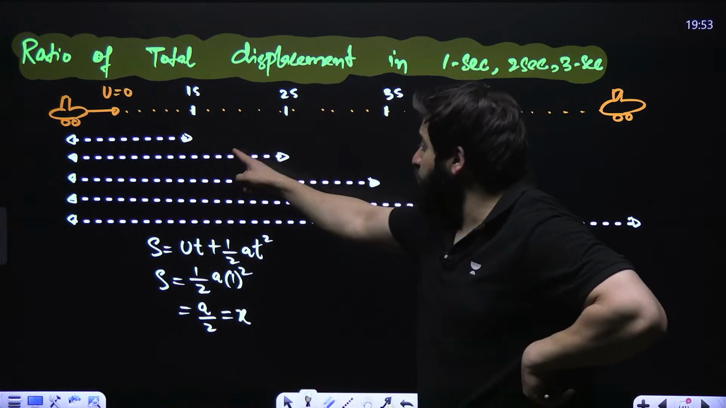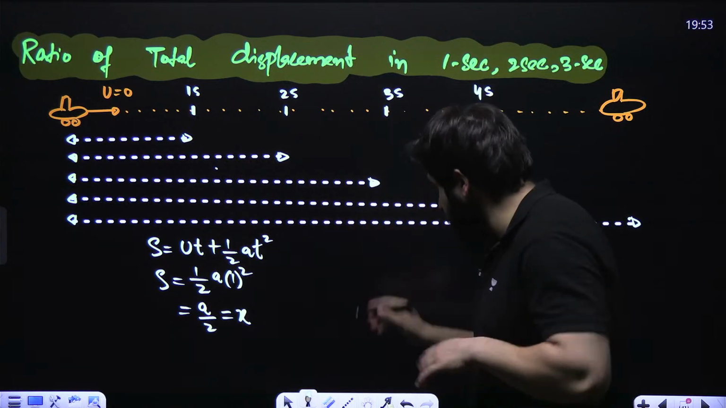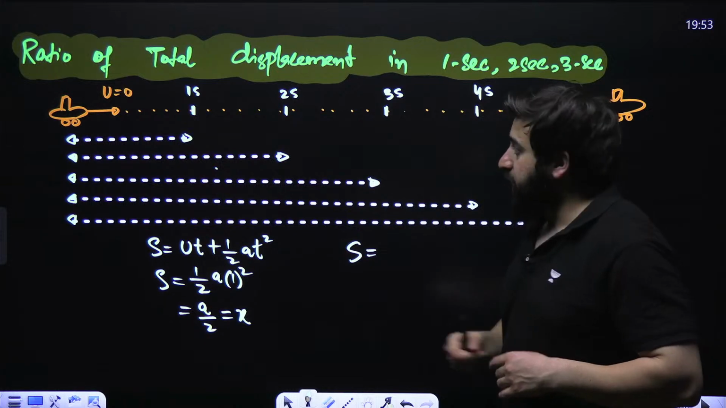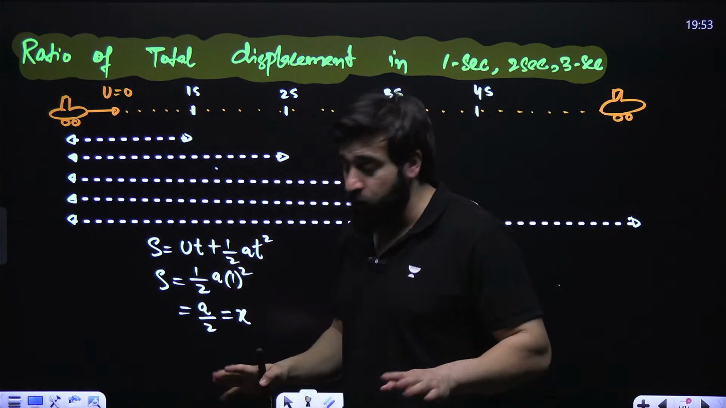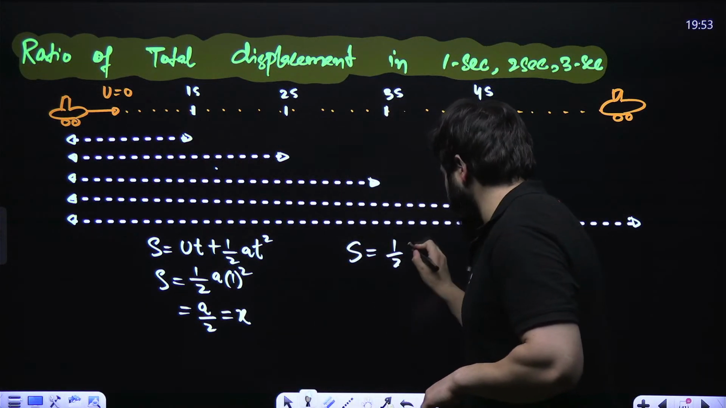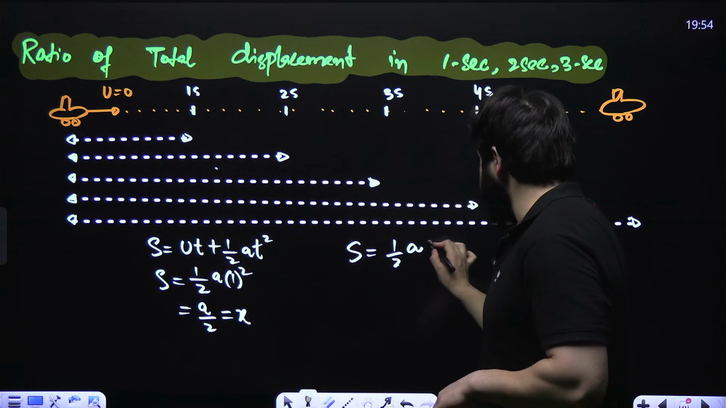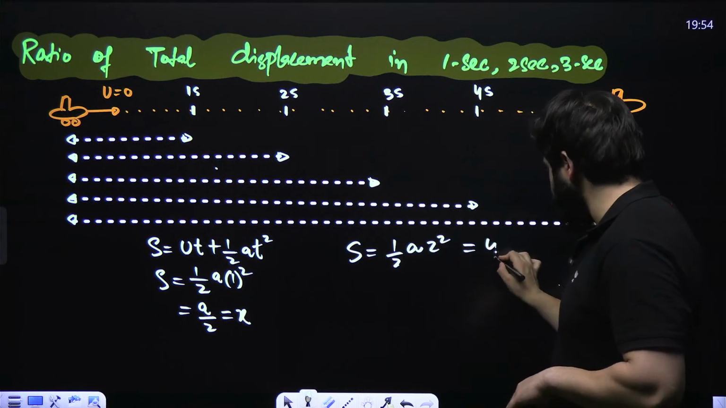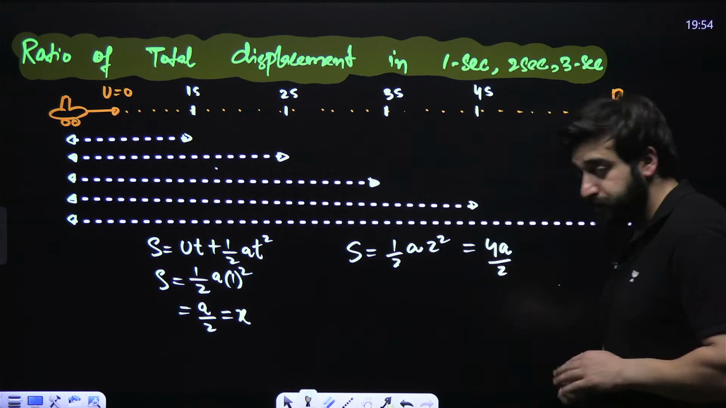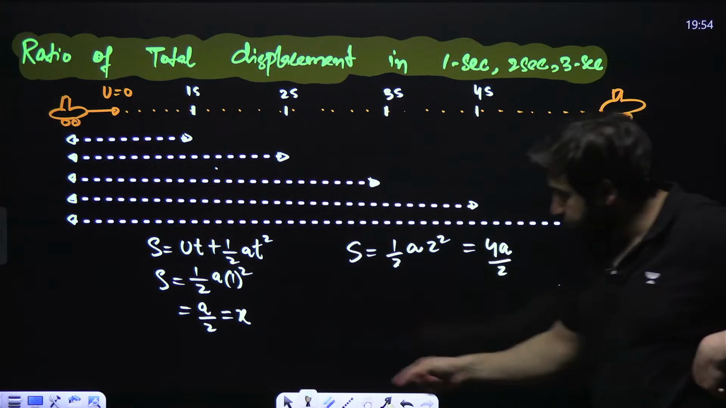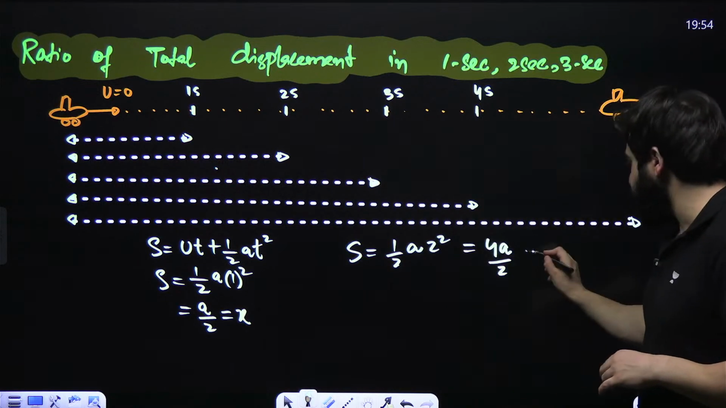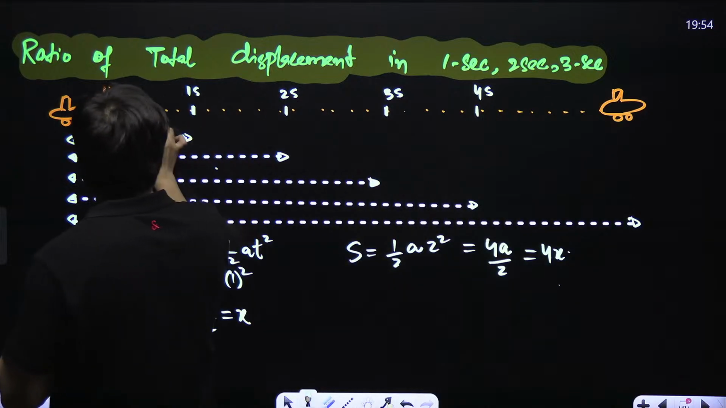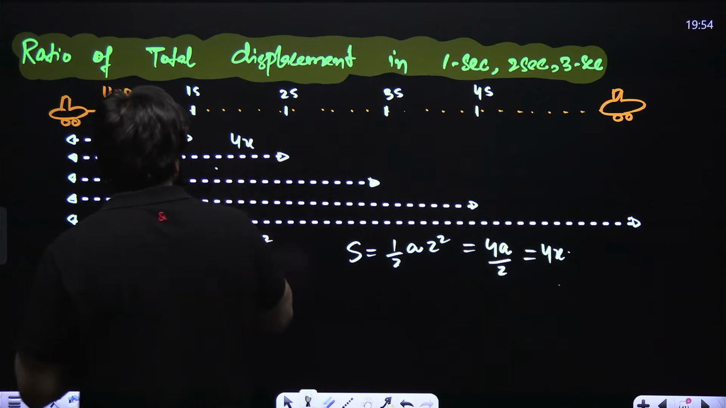Now, can you tell me how much the displacement is in 2 seconds? s = ut + 1/2 at². Initial velocity is 0, acceleration is constant, so 1/2 at², where t is 2 squared, which is 4. That is 4a divided by 2. What is a/2? a/2 is x. So this is 4x. If this displacement is x, then this will be 4x.